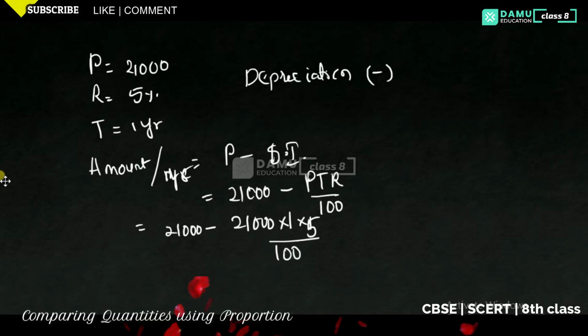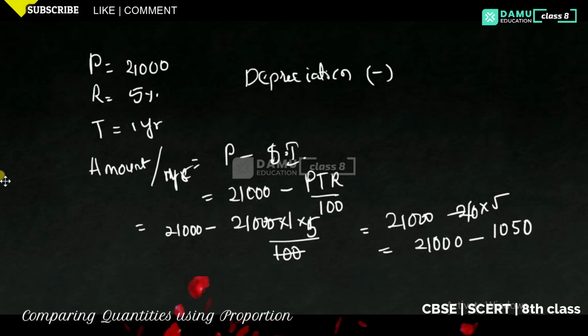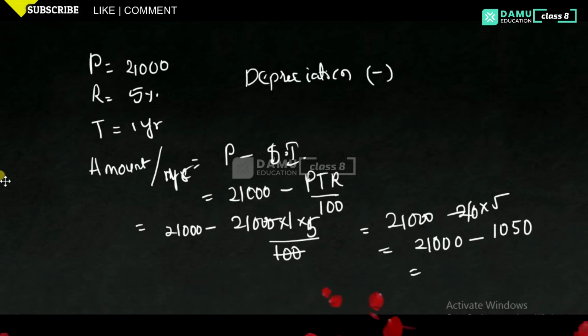That is over 100, so two zeros are going to cancel. That is 21,000 minus 210 into 5. So that will be equal to 21,000 minus 1,050. So what answer will you get? 21,000 minus 1,050 is 19,950. So 19,950 rupees you can get.